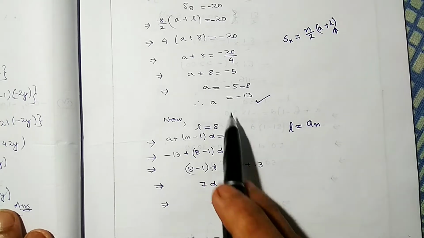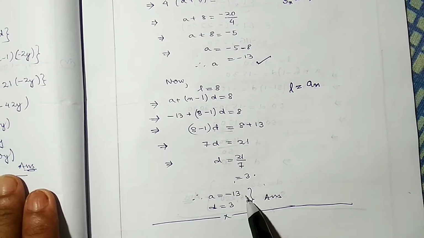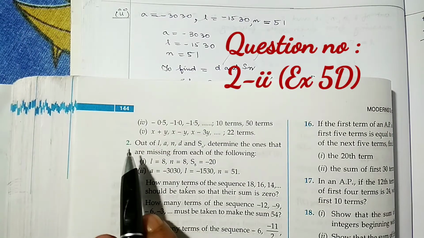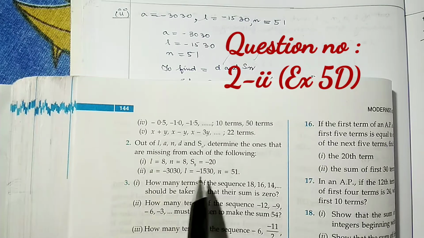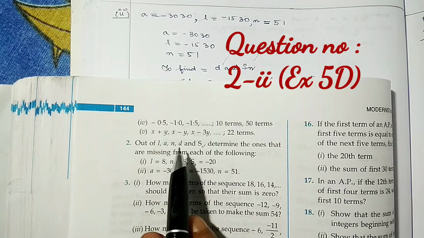We have to find A and D, and already we have calculated. So the required result is A is minus 13 and D is 3. In second part of question number 2, A is given, L is given, N is given. So we have to find D and Sn. These two we have to find.